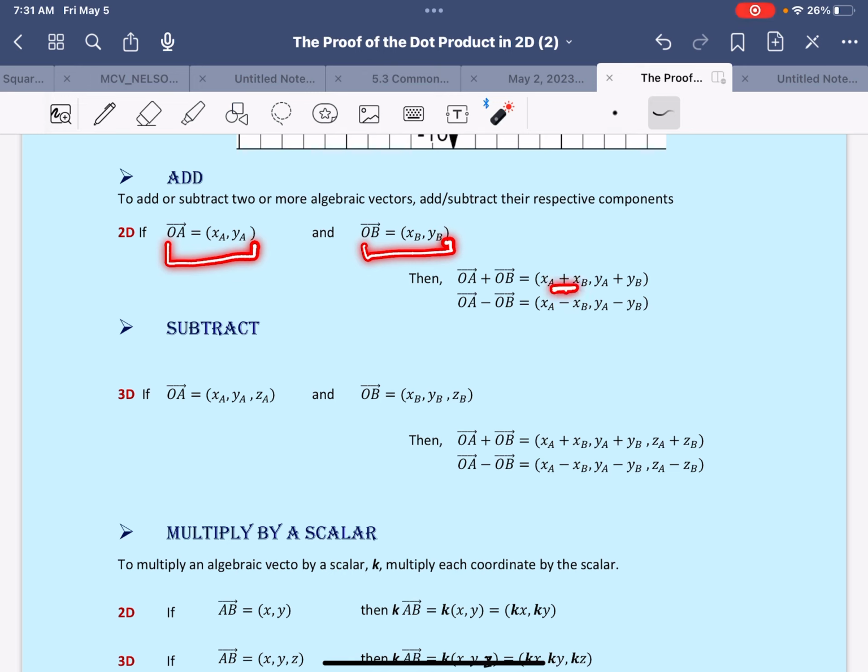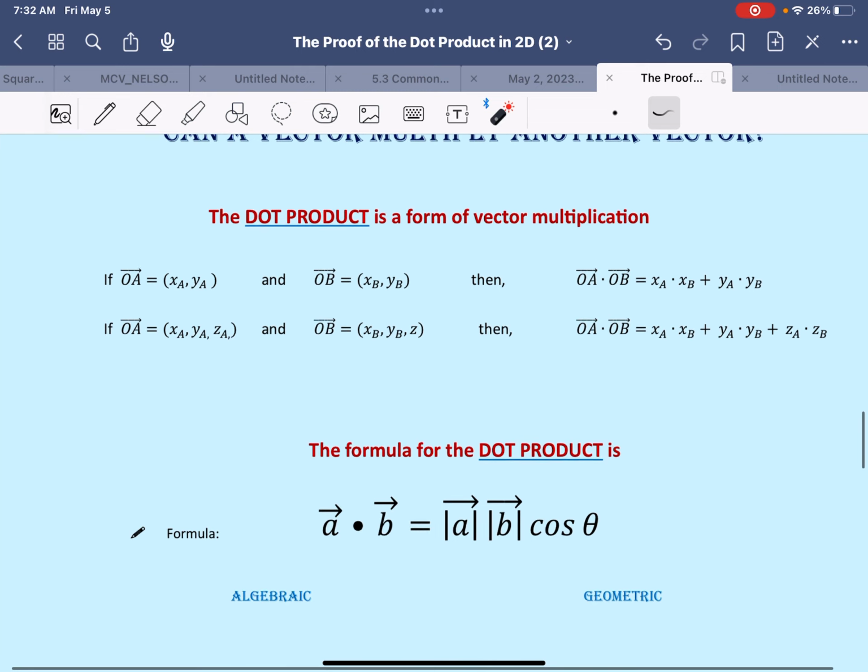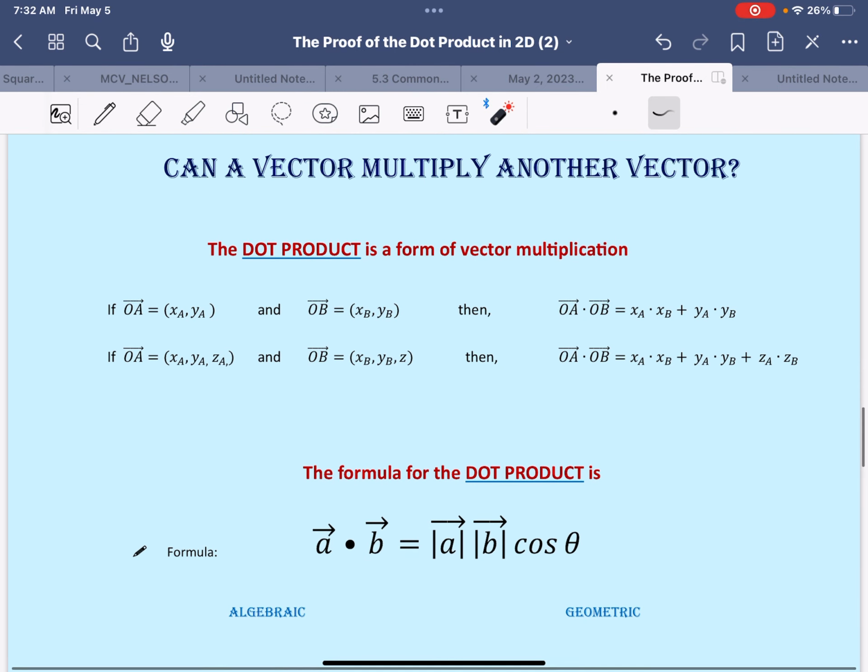Recall how we added them. So when we added vectors, we added their respective coordinates. When we subtracted, we subtracted the respective coordinates. How about multiplying them? Obviously, it has something to do with the coordinates, and it has something to do with multiplication. So to multiply two vectors when in algebraic form, what we do is we multiply the respective coordinates. That's exactly what we do with vectors when they're given in algebraic form, or as we call them, in standard form.